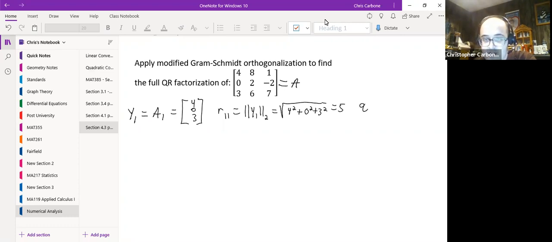And q sub 1 is going to be equal to y sub 1 divided by the norm of y sub 1, which we just found. If we do that out, we obtain this vector: 4/5, 0/5, which is just 0, and then 3/5.